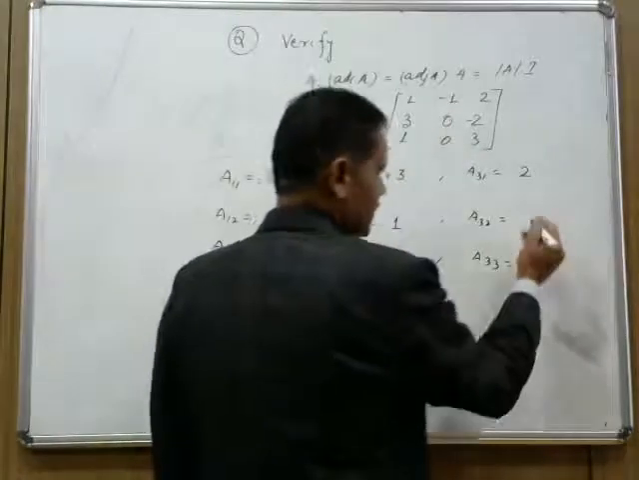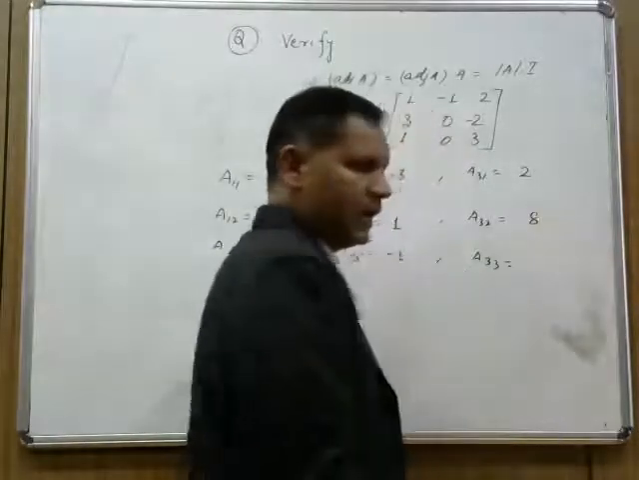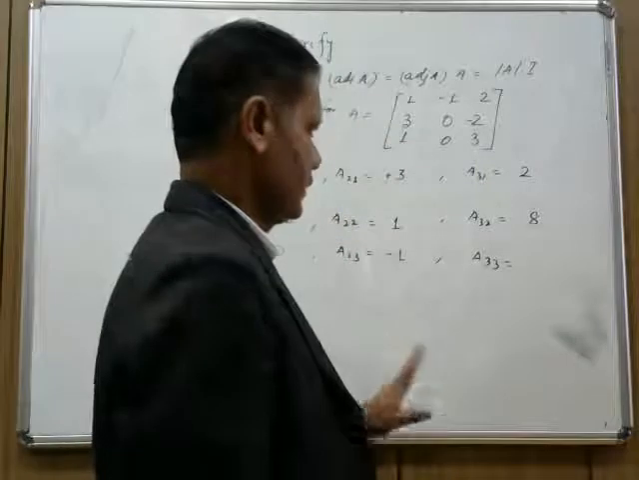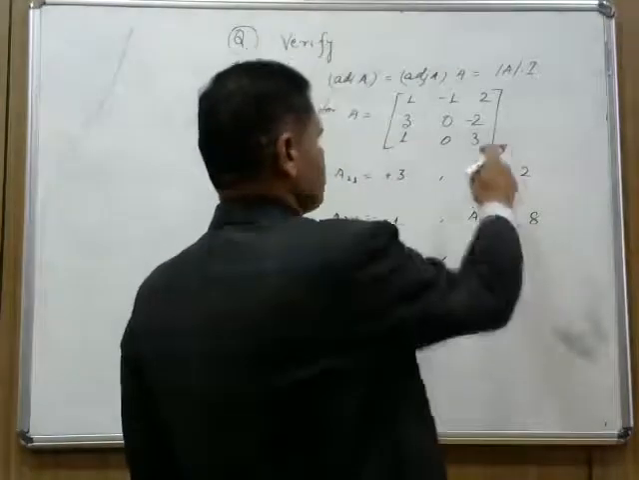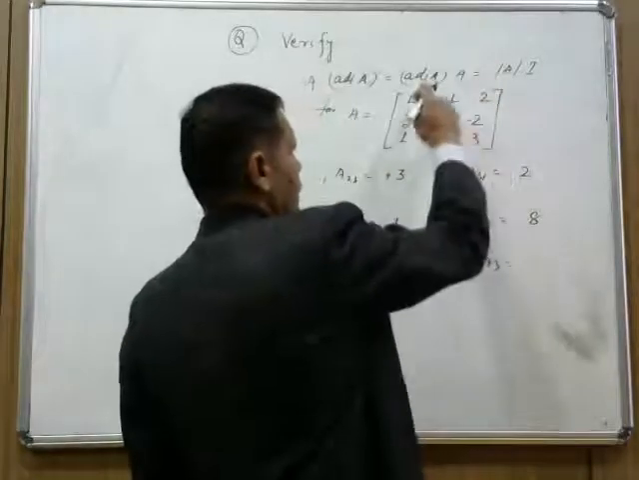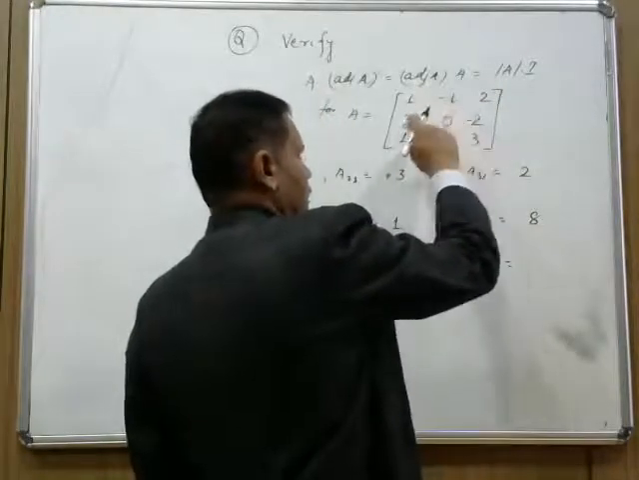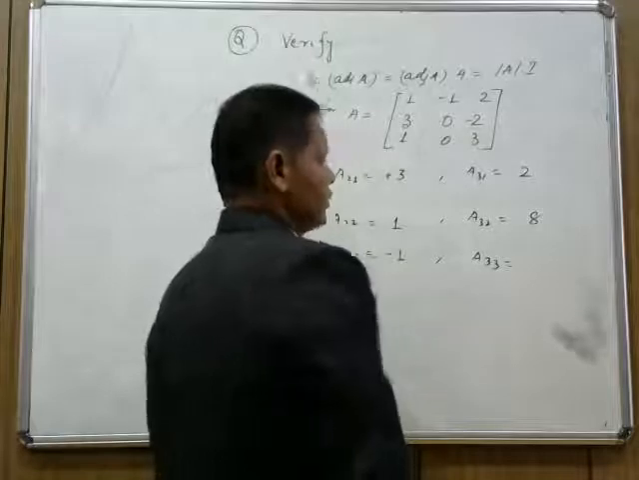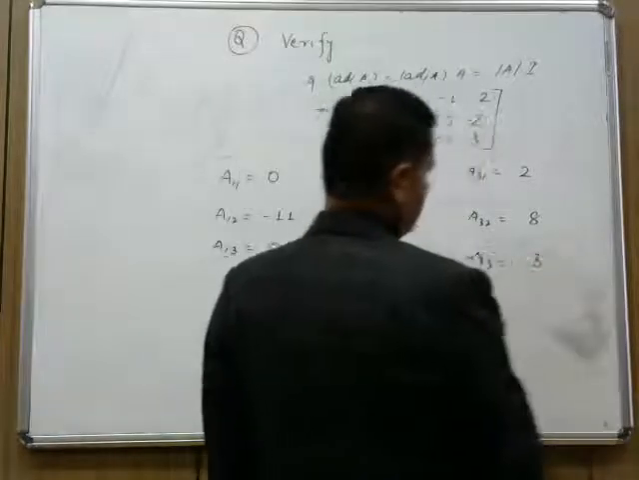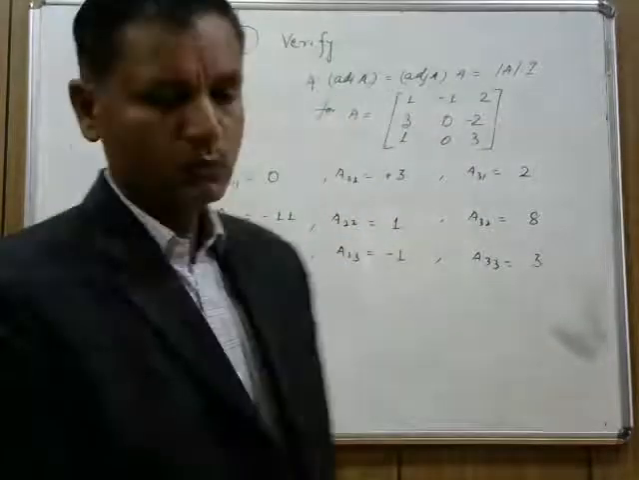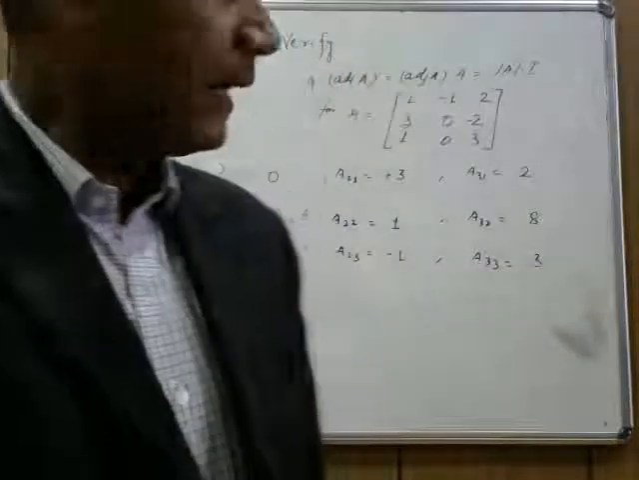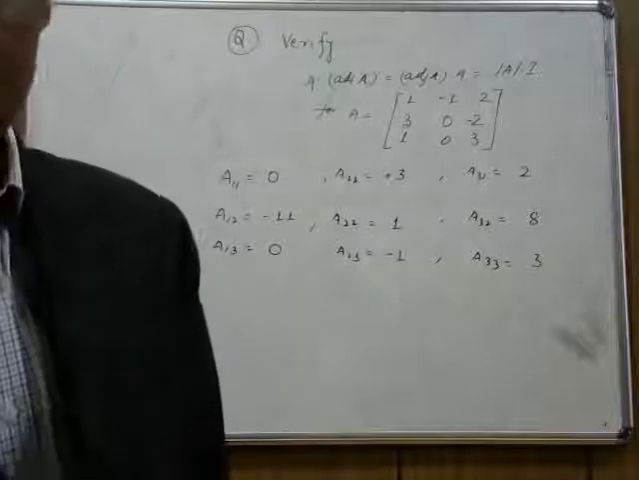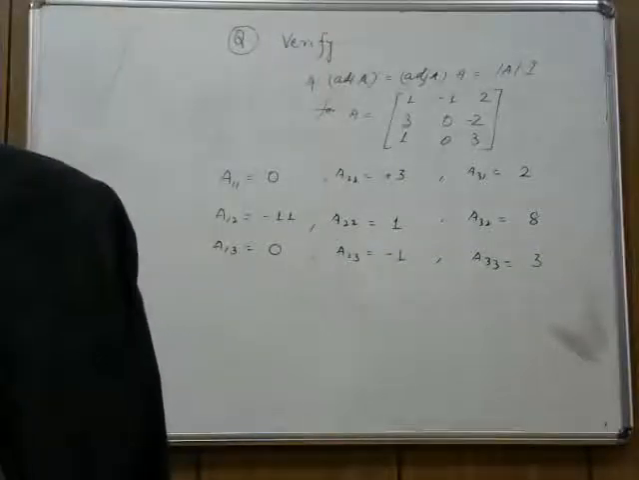That's why minus 8 becomes positive 8. See, I am changing the sign also directly. A32 is equal to 8. Now A33: this point, this and this are gone, now 0. Minus 1 becomes plus 3. It will remain plus 3. Now here A31 is 2, and A32 is 8 and A33 is 3, right?